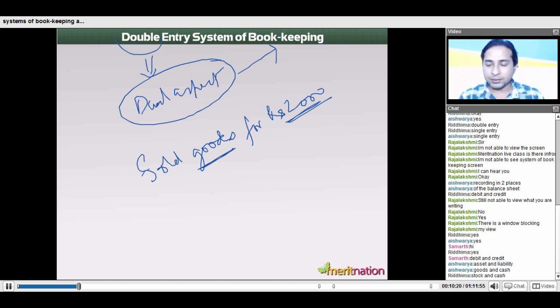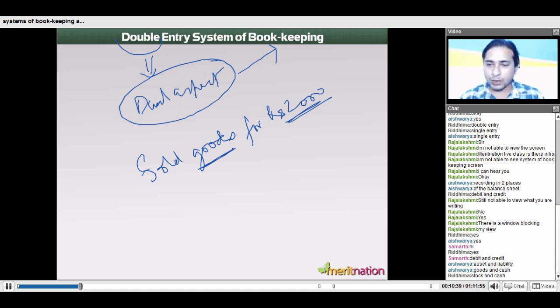Ridhima, what do you have? Okay, stock and cash. Okay, fine. Anyone else? Samarth, what do you think? Sold goods for 2000. I'm hoping Samarth will come up with the right answer. Let's see. Okay, let me give you the answer then.